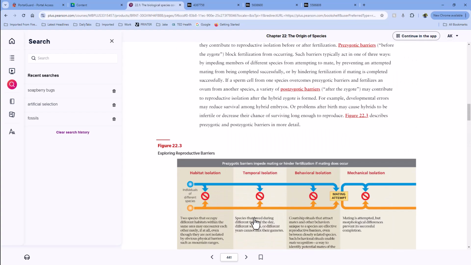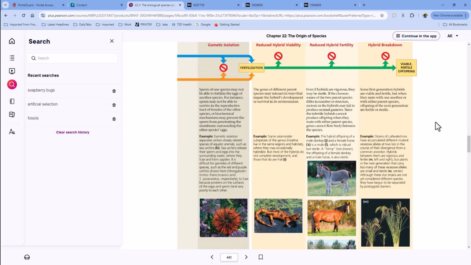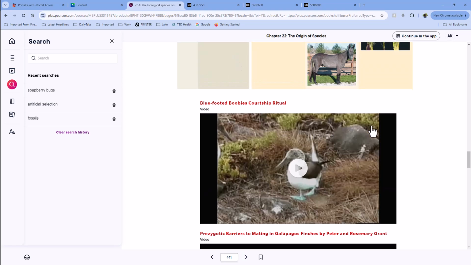442. So figure 22.3. So all 5 of the prezygotic and the 3 postzygotic. So you've got to list them out if you want full credit.